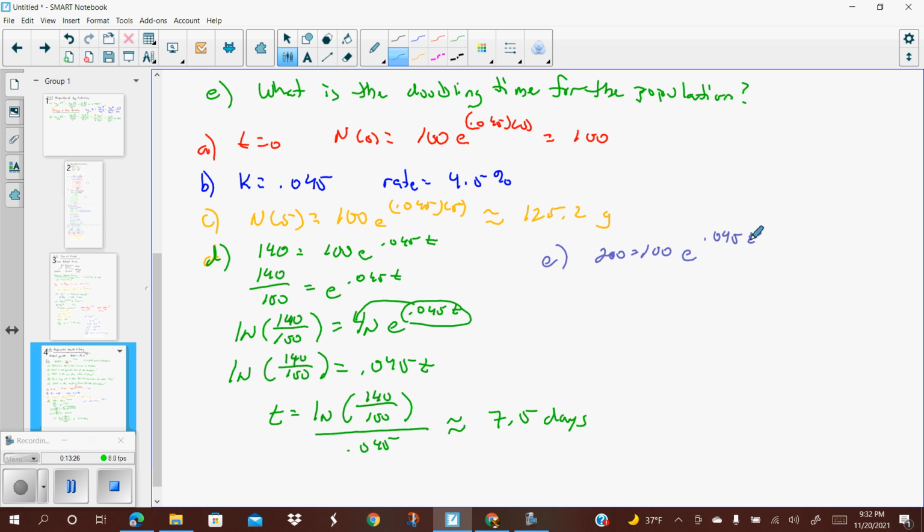So now we'll divide both sides by 100. And here we end up with our 2, and that's going to equal e to the 0.045t. Once again, we'll take the natural log of both sides, and then bring the 0.045t out to the front. Remember, natural log of e is 1, so we're going to get the natural log of 2 equals 0.045t. And then to solve for t, we divide by 0.045 on both sides.